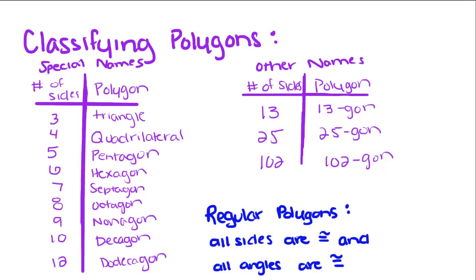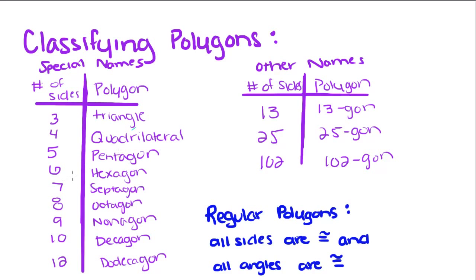So today we're going to talk about classifying polygons. And polygons are named based on the number of sides they have. So, of course, a three-sided polygon is called a triangle. A four-sided polygon is called a quadrilateral.